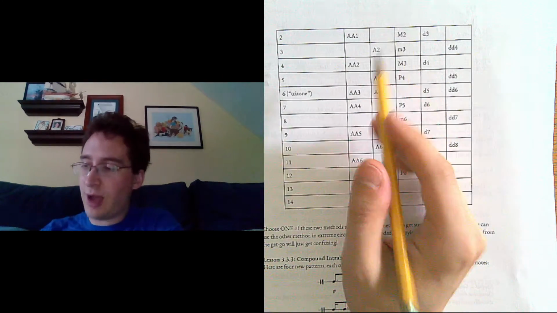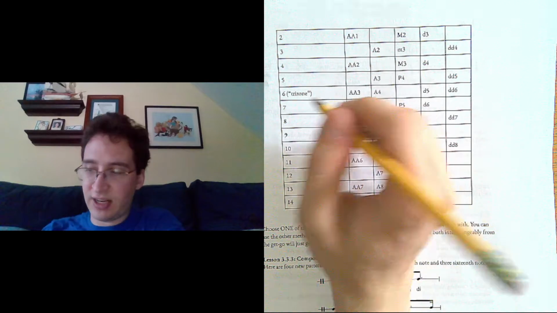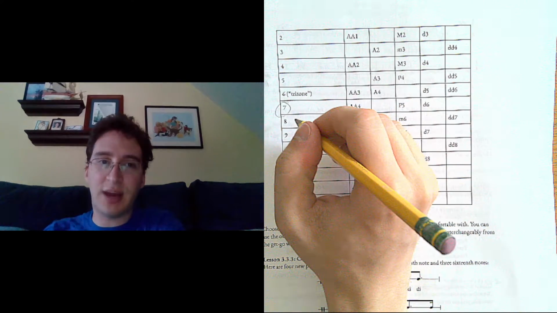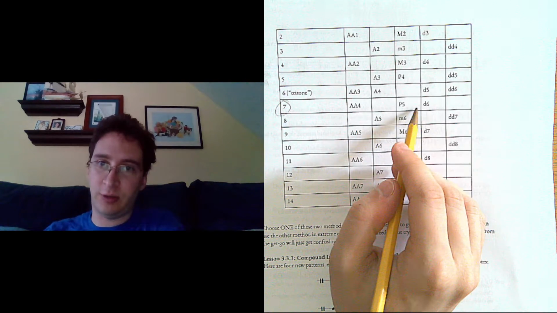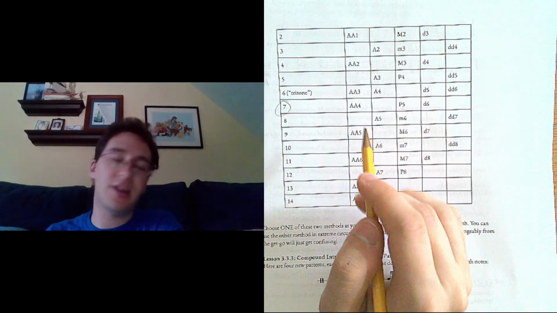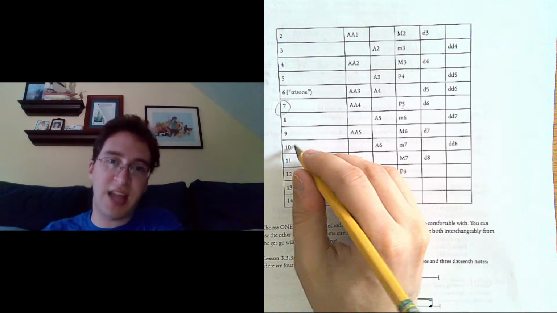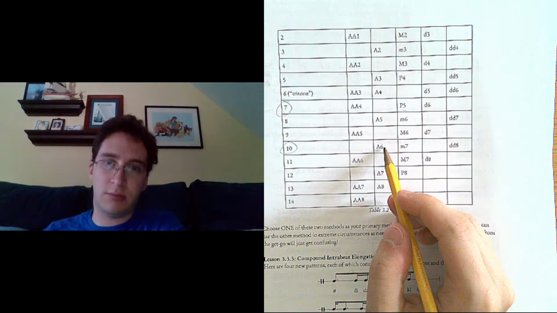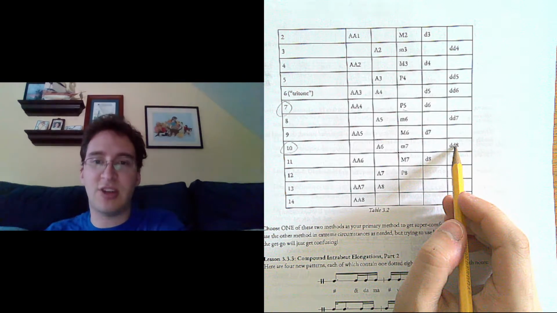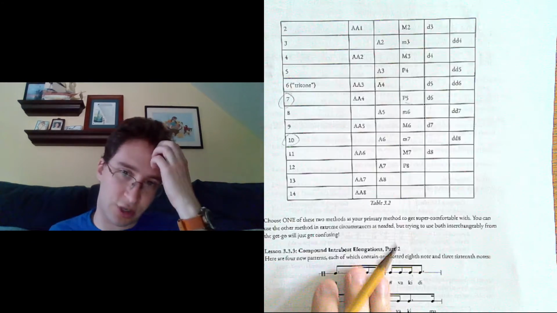So if you have, okay, I have an interval that has 7 half steps, and it's written as a fifth. Well, you look over here, okay, it has to be a perfect fifth. I have an interval that's written with 10 half steps, and it's written as an octave. Well, oh, it's a doubly diminished octave. So that's how you would use this chart.